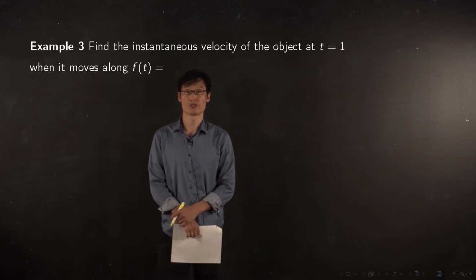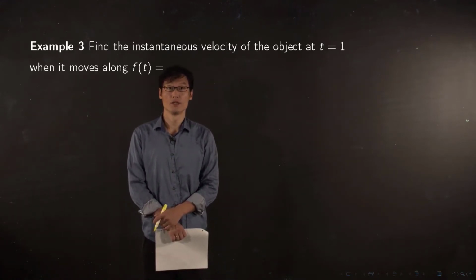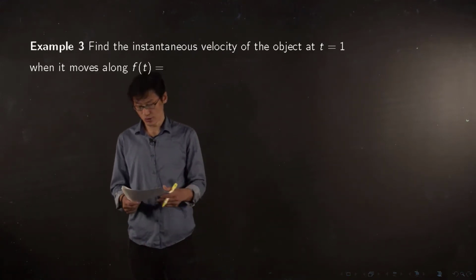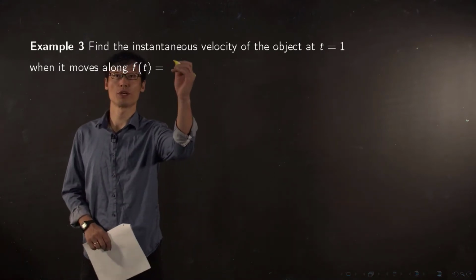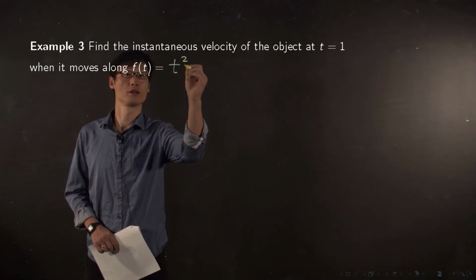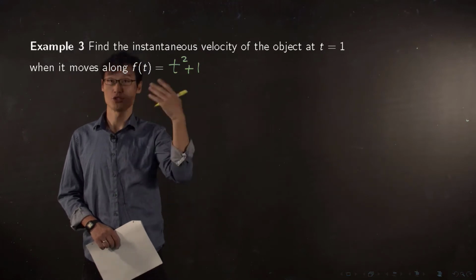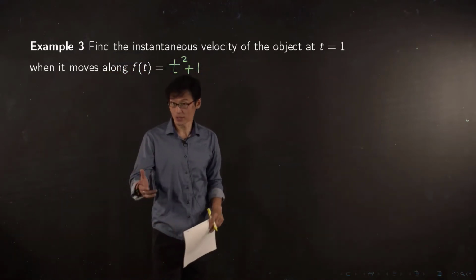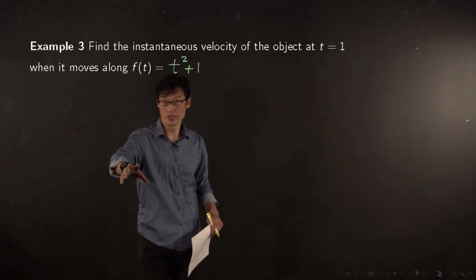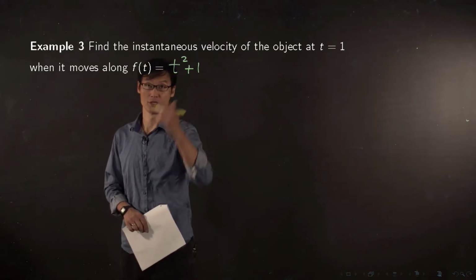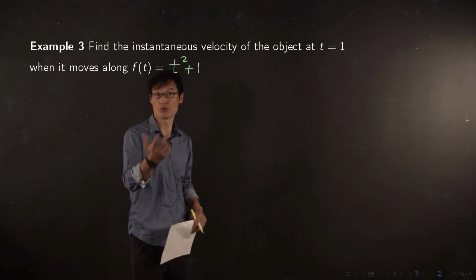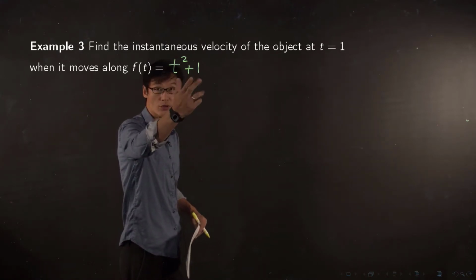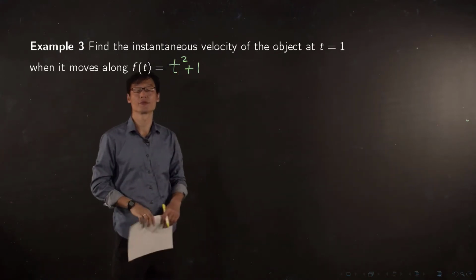All right, here's a quick example. Let me use the function t squared plus 1 again to find instantaneous velocity of the object at t equals 1. So our object moves along the straight line, and the displacement is given by this function. So for example, when t equals 0, we have 0 plus 1. So the position is 1.